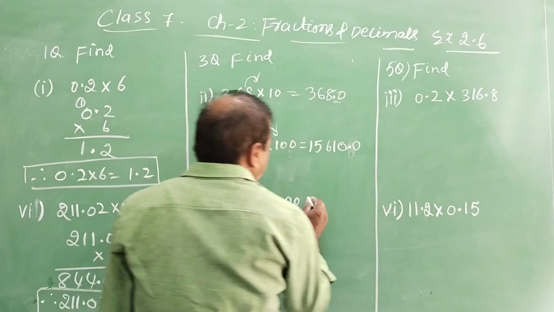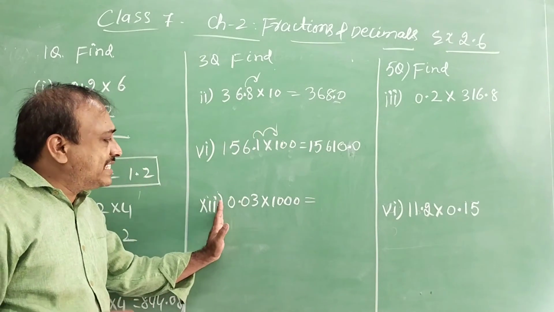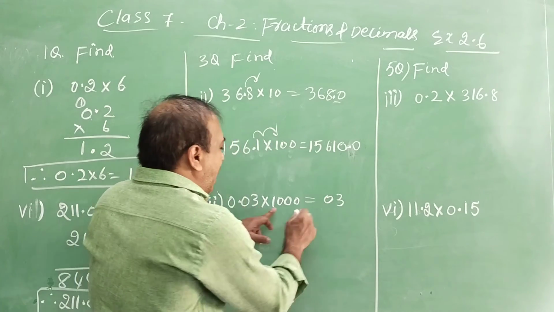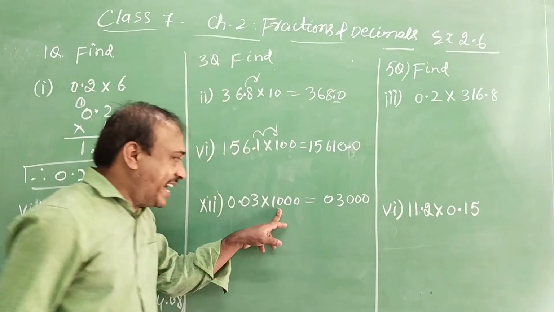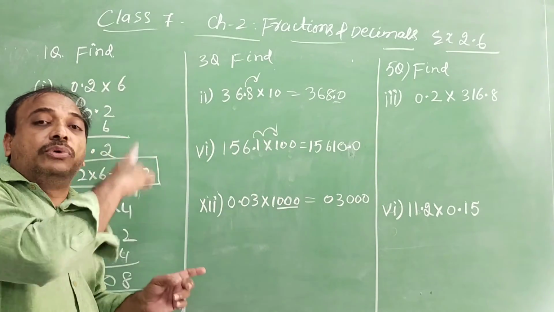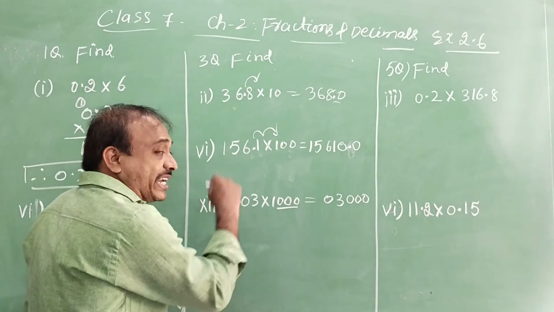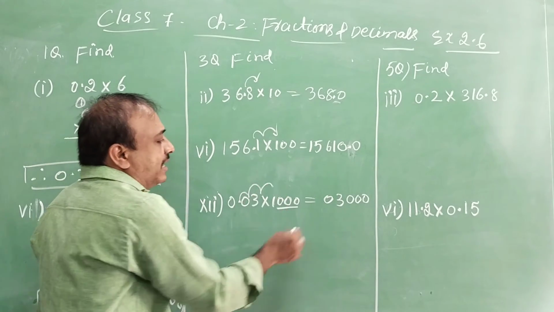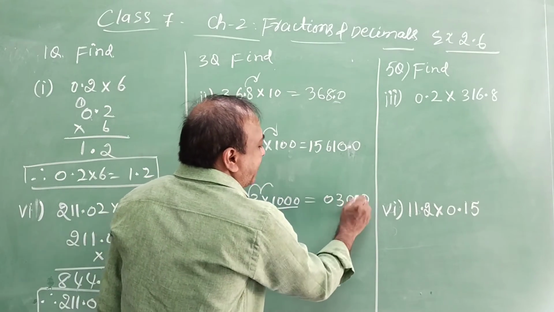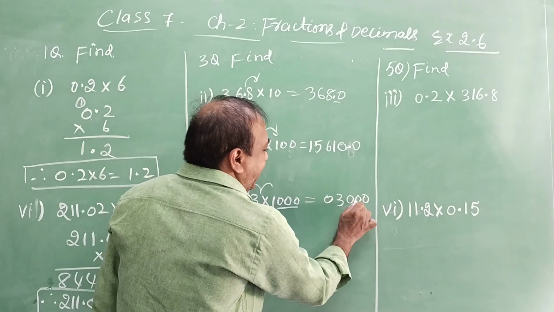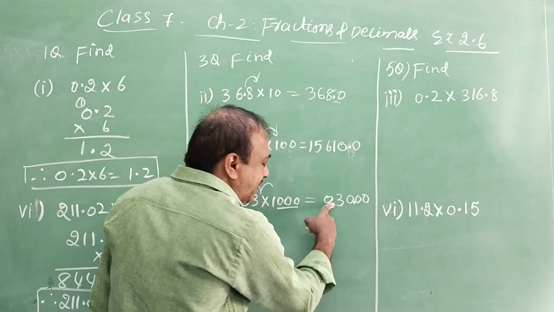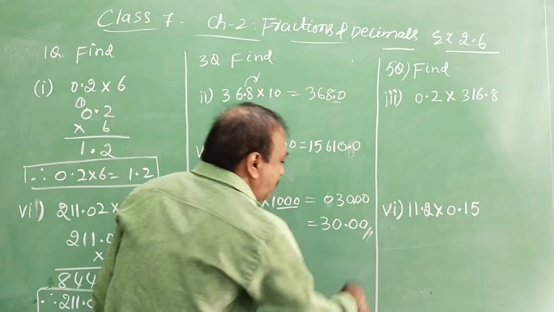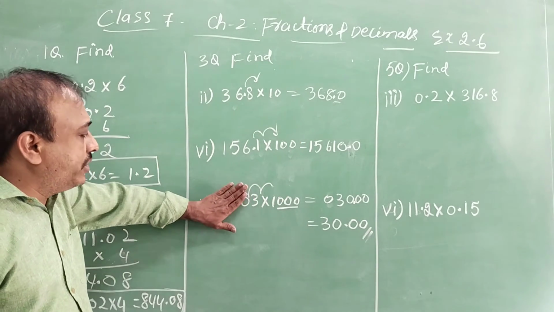Similarly, the next question. See here. This side nothing is there. 0.03 into 1000. So we write 03 and 3 zeros you see. Here you have to take care. Actually 3 zeros are there. You have to move 3 decimal places, like 3 digits you have to shift. This is 1, 2, then one more, 3. That means 1, 2, 3. Here the decimal point, this side no counting. So 30.00. Observe it clearly.